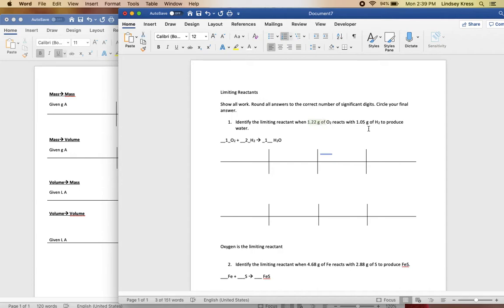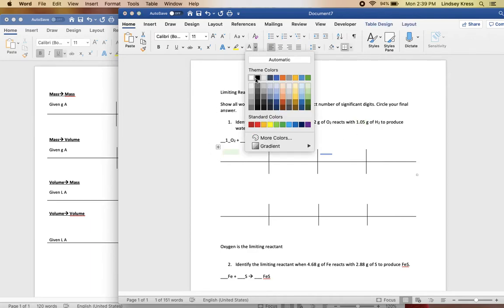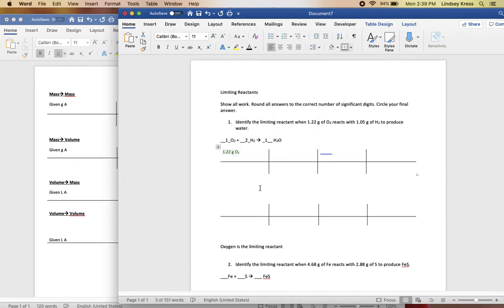You're given 1.22 grams of oxygen or 1.05 grams of hydrogen. It doesn't matter which one you choose. I'm going to show you that you can find the same answer even starting with either one. So the first one I'm going to do is I started with oxygen. So with the power of computers and font colors, I can show you where this goes.